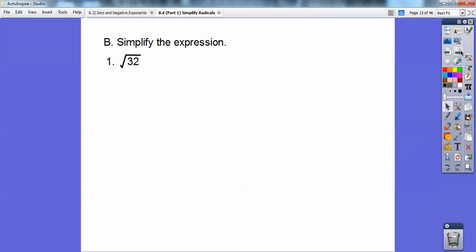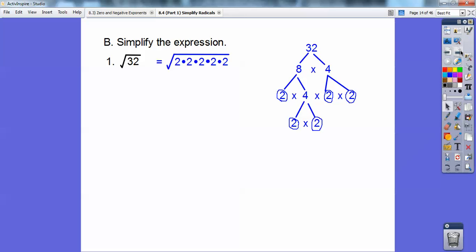Here's number 1, square root of 32. Okay, 32 I did over here is 8 times 4. 8 breaks down to 2 times 4, and I circled the 2 because that's prime. 4 breaks down to 2 times 2, and I circle those, and then this other 4 is 2 times 2, so it's all those circled 2's. That's the prime factorization. There's 5 of them.